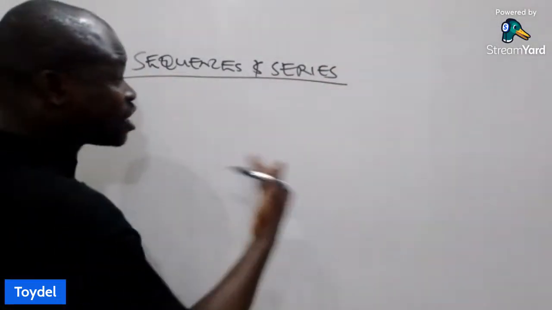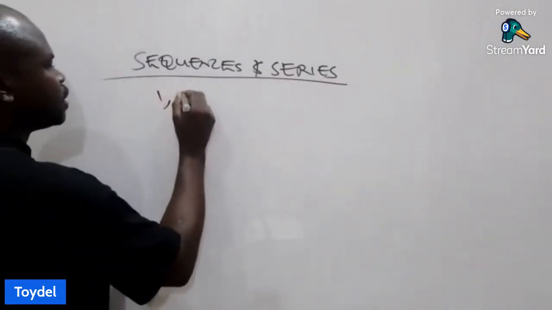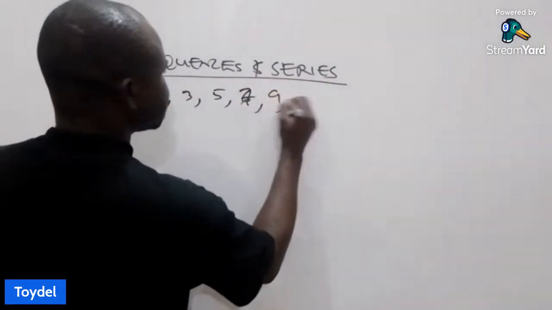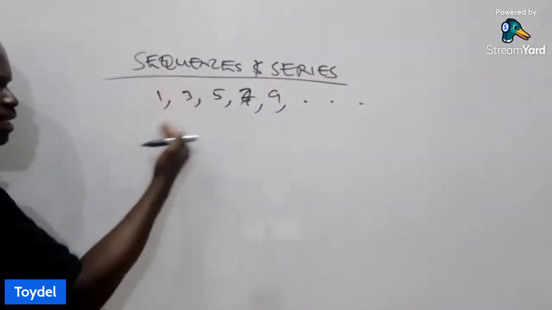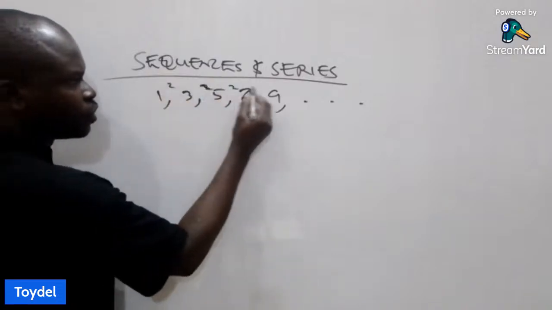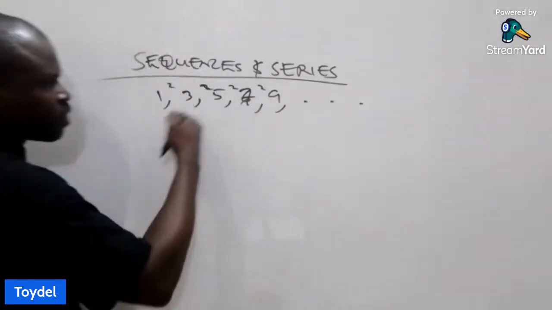Sequence is an arrangement of numbers in a sequential order. For instance, when you have 1, 3, 5, 7, 9, and so on, this arrangement has a particular pattern. The common difference there is 2. So we arrange these numbers in a particular pattern, so it is called a sequence.